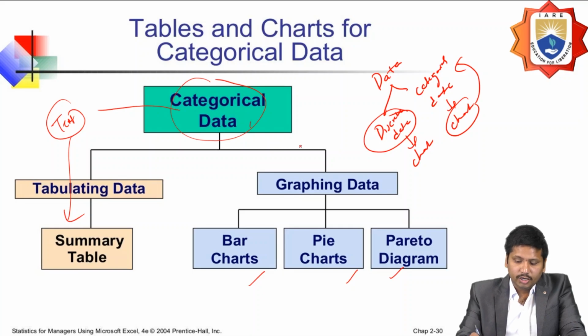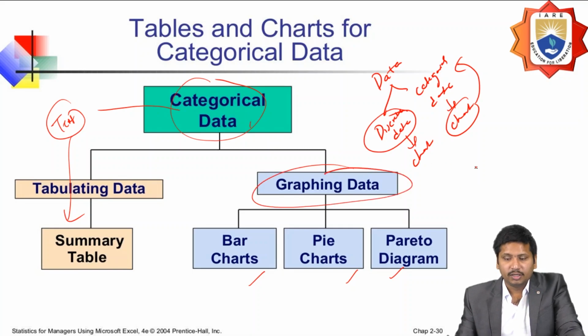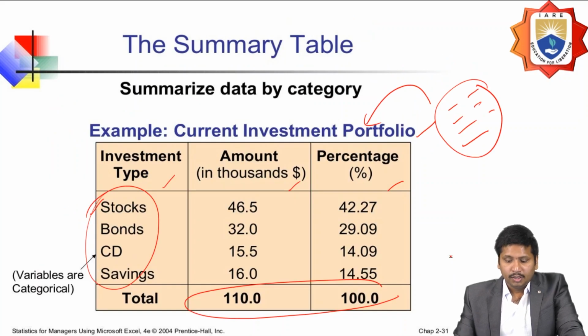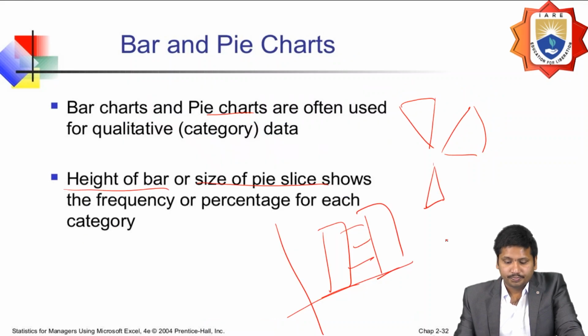And categorical data can also be shown by graphing, which can be done through a bar chart, pie chart, and Pareto diagram. First, the text that I get should be represented in the form of a table. Here, what I consider is the current investment portfolio. The variable should be taken in one column, and then the value in the other. The bar chart and pie chart are the most often used diagrams for representing qualitative data.